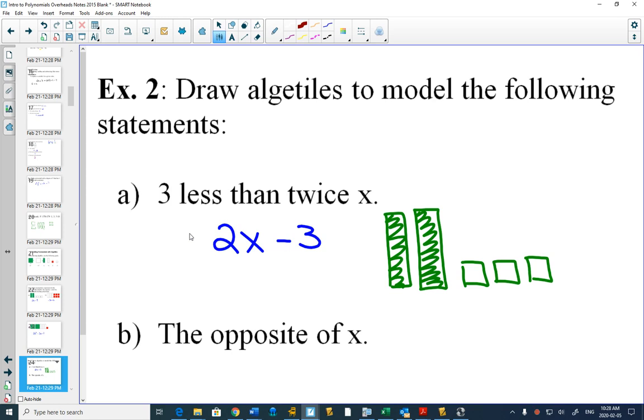In math, when you say opposite, what's the opposite of 5? Negative 5. Opposite means negative. So the opposite of x would be a negative x. How do we draw a negative x? Negative x. That's a long rectangle that's not shaded in.